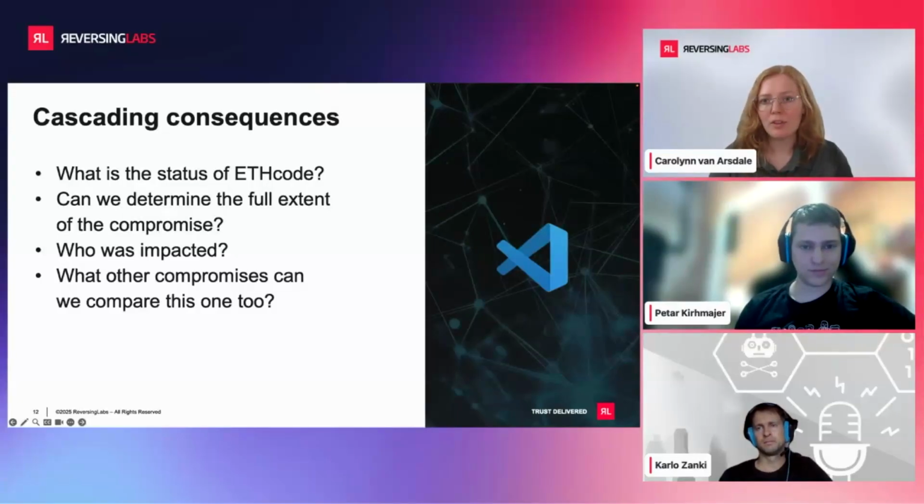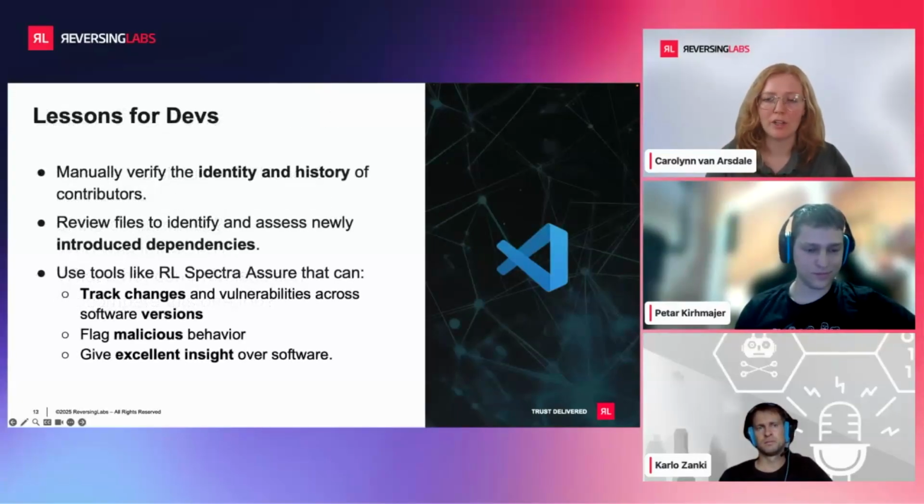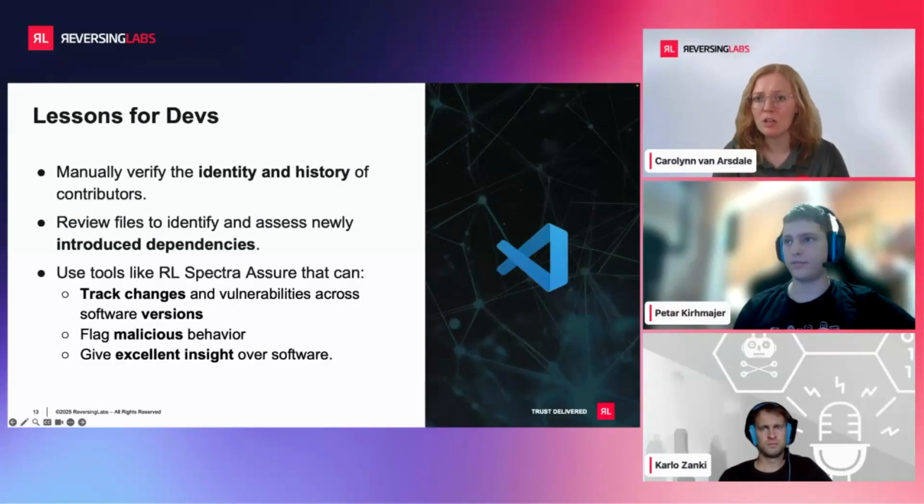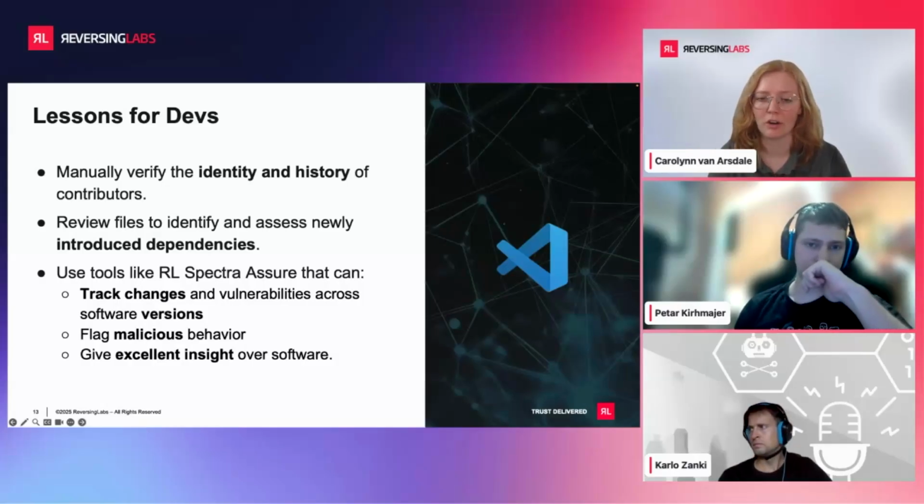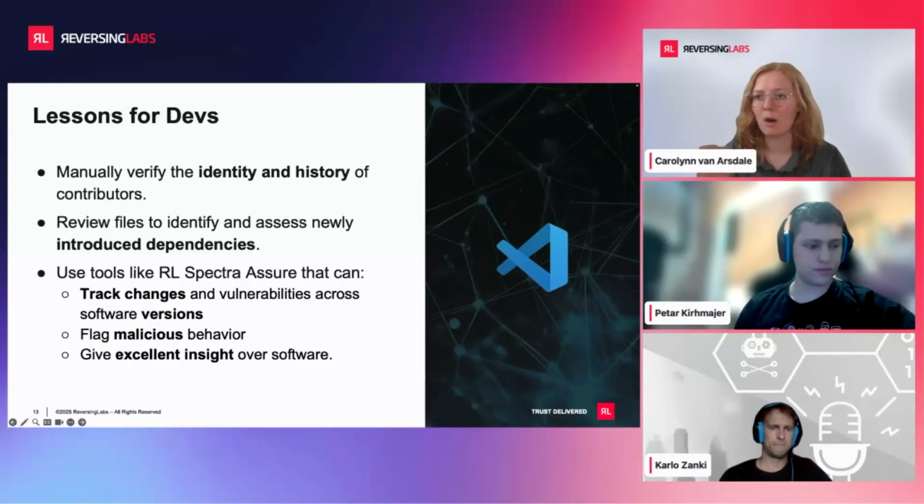All right. Well, I guess with that, we can move to our next slide. Carlo, Petar, this is your chance to give the bottom line: what lessons should developers really be taking away from this compromise? I know you mentioned a few regarding how this impacts VS Code extensions in general and their security. But why don't you two walk us through the bottom line here for developers?